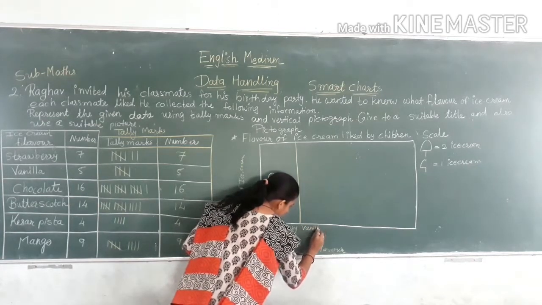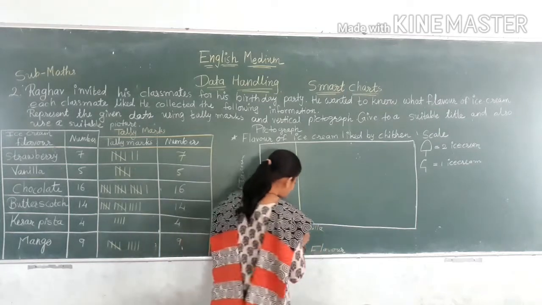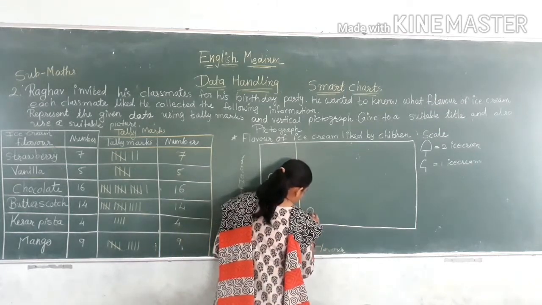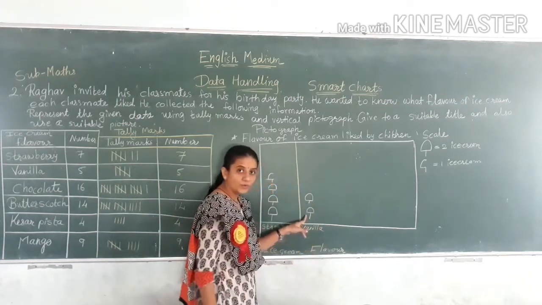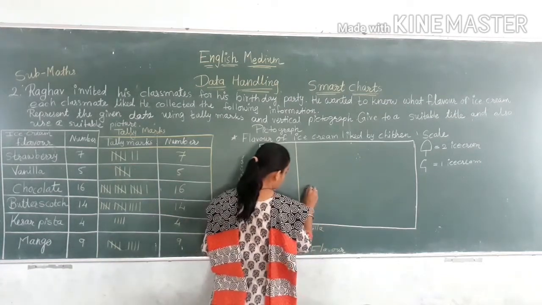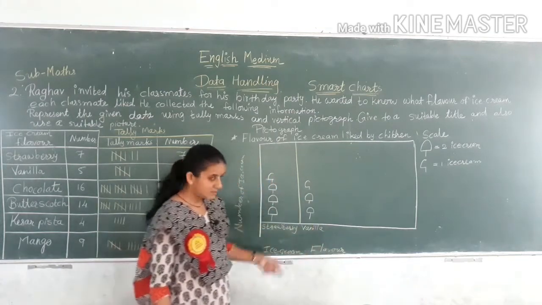Vanilla ice cream. How many children like it? 5 children. So first 1, 2. 2 2s are 4 and a half candy. So it is 5.